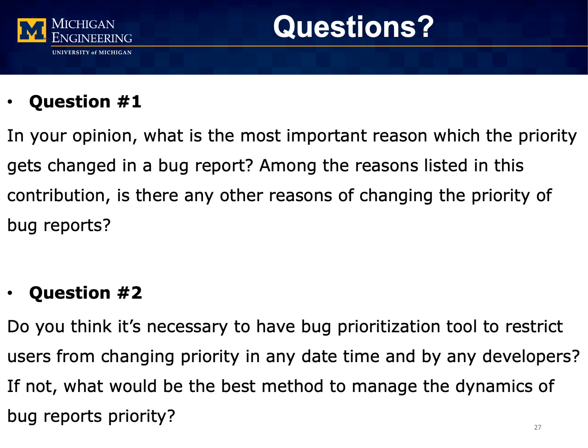My questions for discussion. Number 1. In your opinion, what is the most important reason for which the priority gets changed in a bug report? Among the reasons listed in this contribution, is there any other reason for changing the priority of a bug report? Question number 2. Do you think it's necessary to have a bug prioritization tool to restrict users from changing priority at any date and time and by any developer? If not, what would be the best method to manage the dynamics of bug report priority?